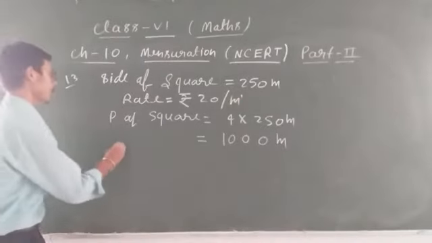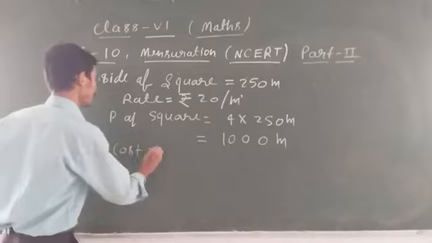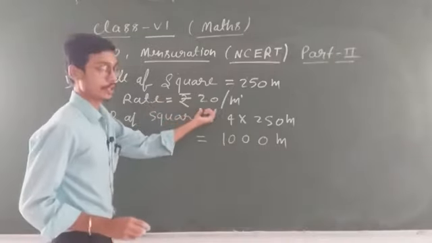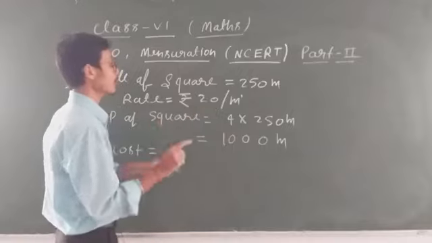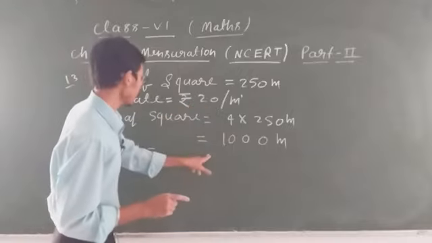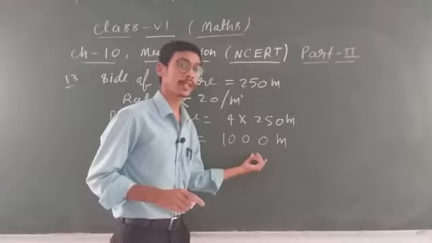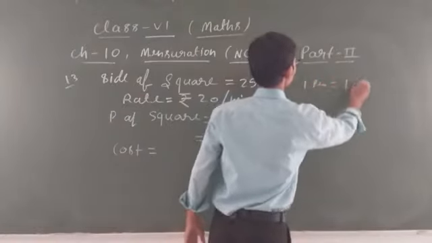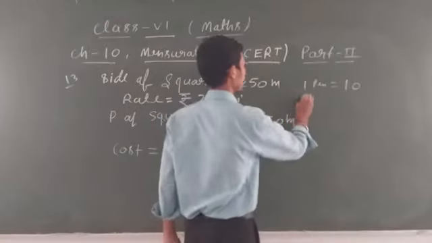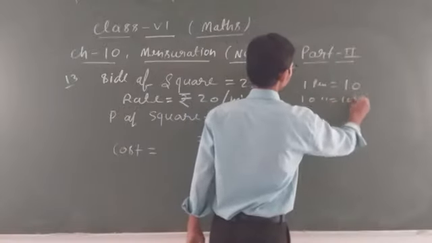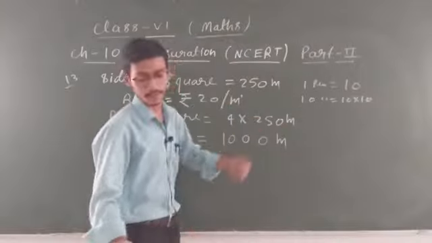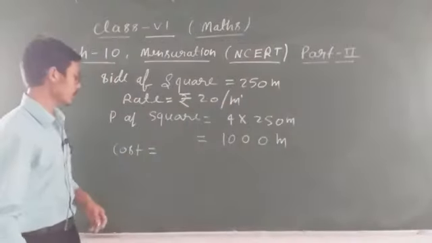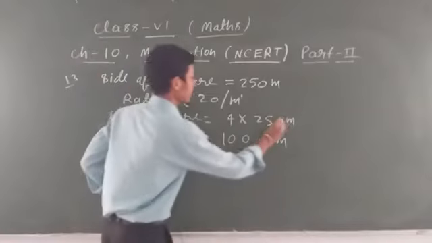Now you have to find out what? You have to find out cost. Cost means, rate is given as rupees 20 per meter. That means the cost of 1 meter equal to 20, and the total perimeter is 1000 meter, student. Clear? Just say the cost of 1 pen equal to 10 rupees. Let us assume the cost of 10 pens equal to what? 10 multiplied by 10, simply. So what you have to do? You have to find out total cost. So total cost means you have to multiply it by the perimeter.